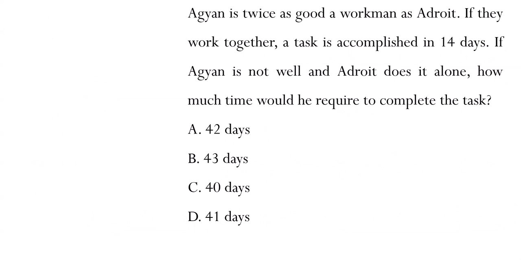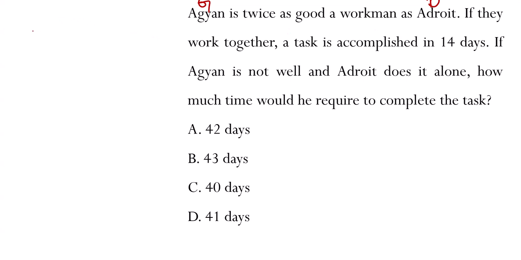Agyan is twice as good a workman as Advait. So let's say G, and for this name let's say D for ease. G is twice the workman as D, which means he will take half of the time. Together they accomplished the work in 14 days. If G is not well, and D does it alone, how much time would he require to complete the task?